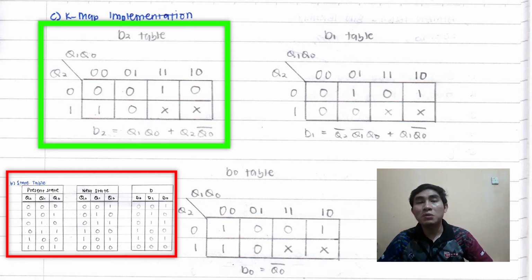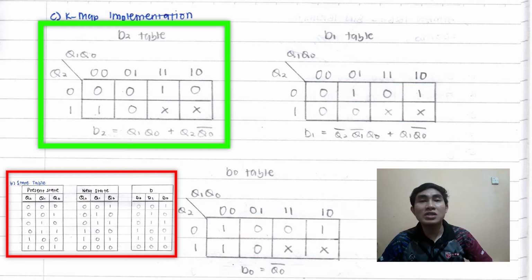So from the truth table, we know that the high input will be 0, 1, 1 and 1, 0, 0. So in the K-map, we will write 1 at both inputs that have 0, 1, 1 and 1, 0, 0.